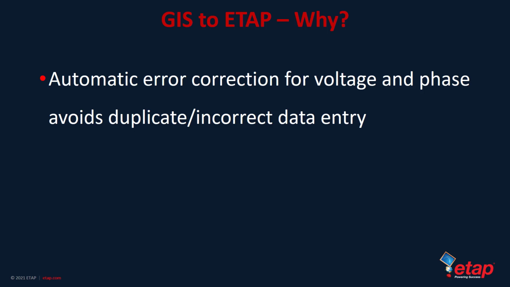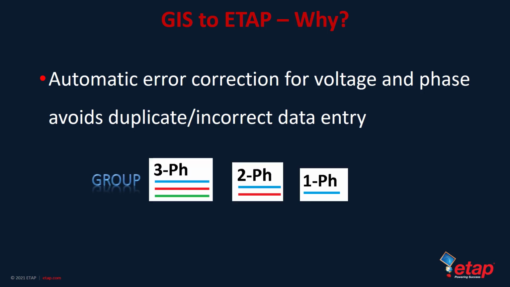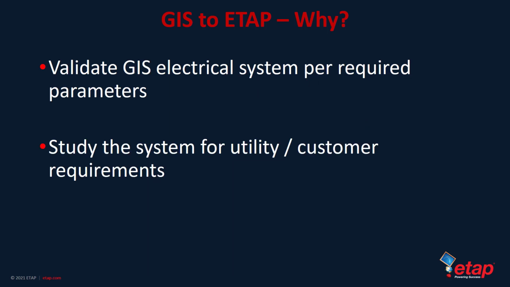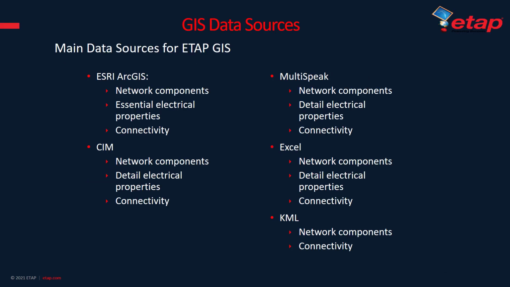Again, continuing why GIS to ETAP. ETAP performs an automatic error correction for voltage and phase, which avoids duplicate and incorrect data entry. So it basically cleans up the data. It supports 3-phase, 2-phase, and also single-phase. It'll validate the GIS electrical system per required parameters and study the system for utility customer requirements as well.